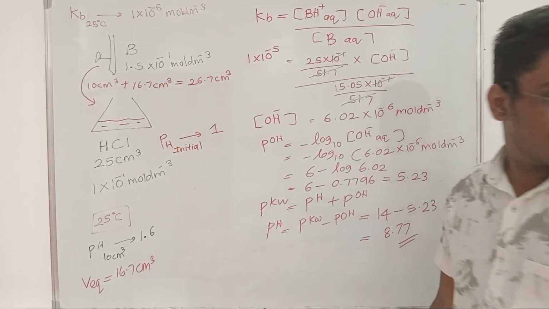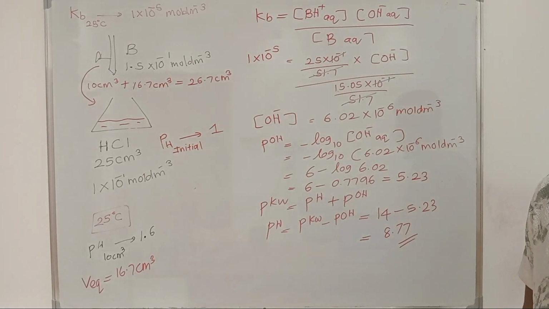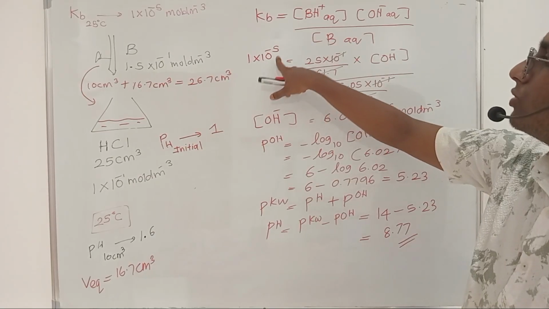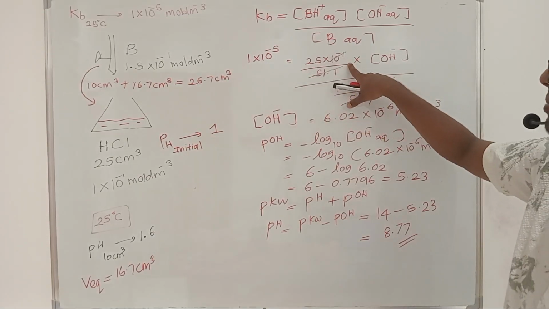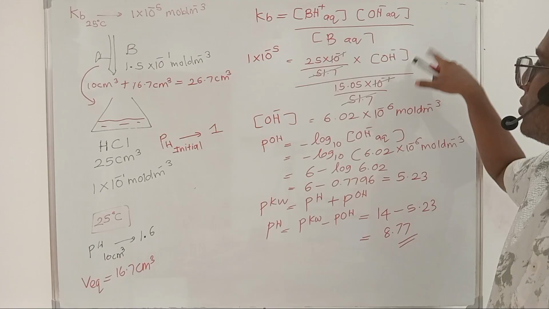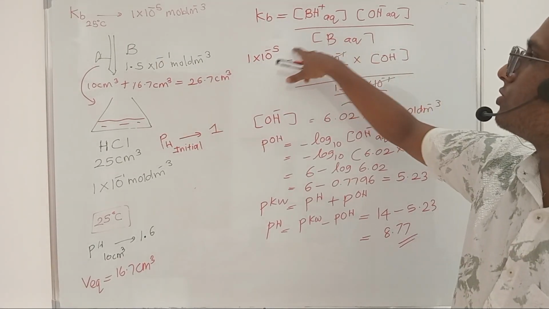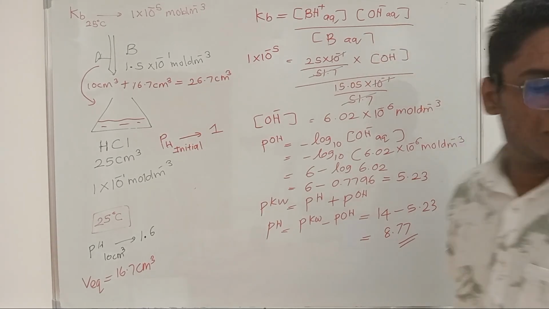And what are they asking next? So when substituting for the Kb values, definitely put the unit of Kb, and the unit of BH plus, that is mol dm minus 3. You have to put mol dm minus 3 here also, right. So units are very important and also physical states are important, right.